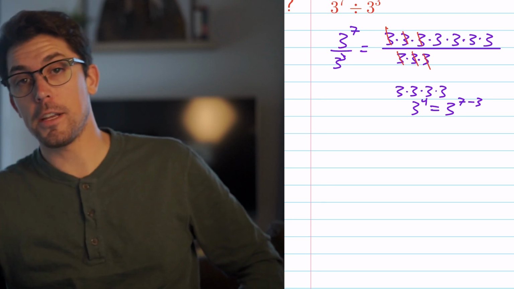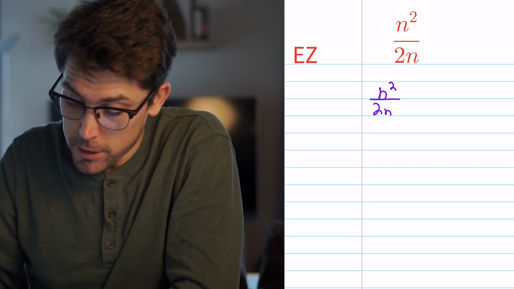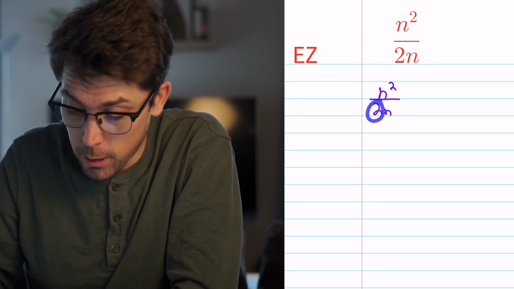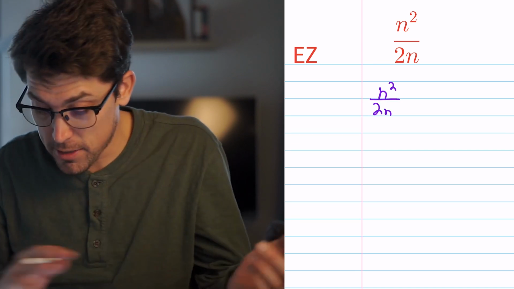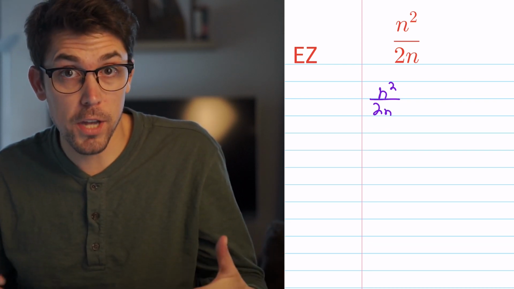Okay, now let's check out an easy problem. So in our easy problem, we have n squared over 2n. We can't really do anything with the 2 right here. There's no coefficient on the top, so there's nothing we can cancel or use the greatest common factor to reduce. There's nothing we can do. We just got to leave it there.